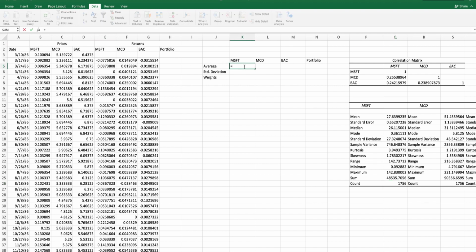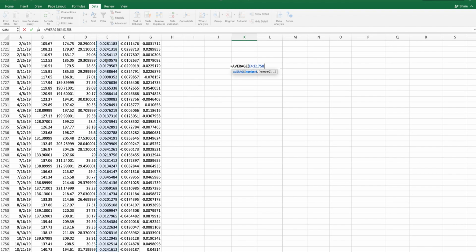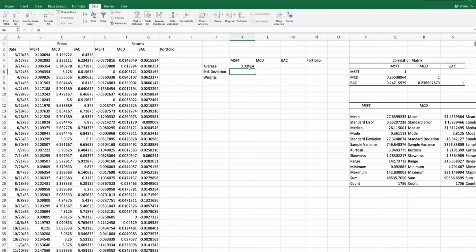Next we want to find out on average how much Microsoft pays each week, how much McDonald's pays each week, and what the weekly return is for Bank of America. If you want to calculate the average, it's simply the average function. And then we're going to go ahead and select all the returns. There you go. Now we have the average return for McDonald's, average return for Bank of America. So it looks like Microsoft pays 0.05% weekly on average, whereas McDonald's pays 0.2%.